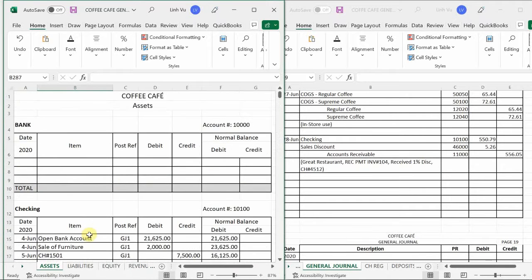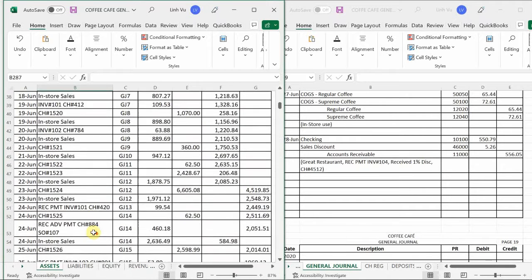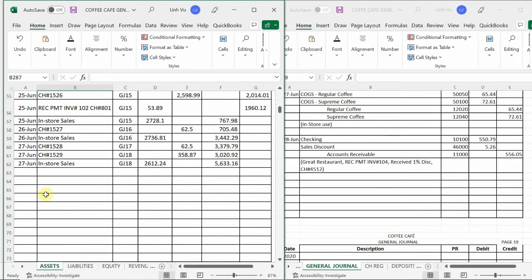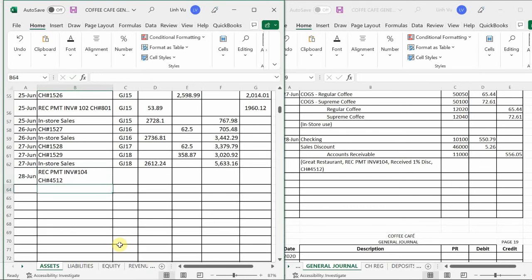And then we say 628, received the payment, invoice number 104, check number 4512, page 18, and 55079. And we have $6,183.95. Good.